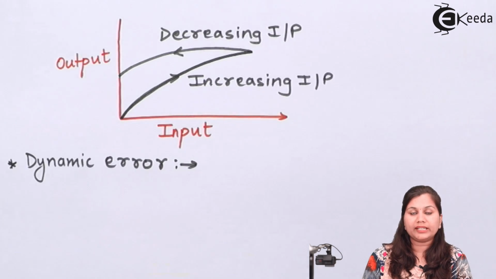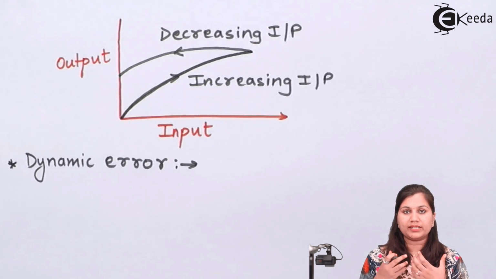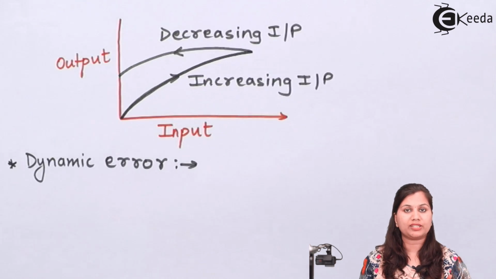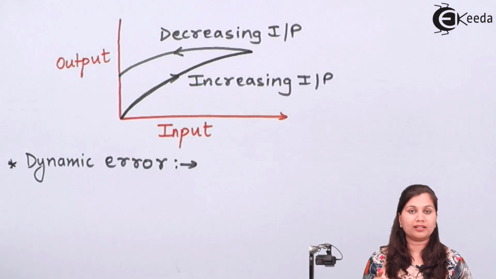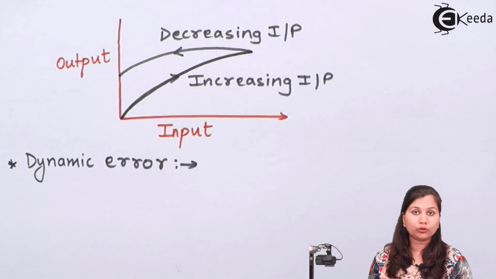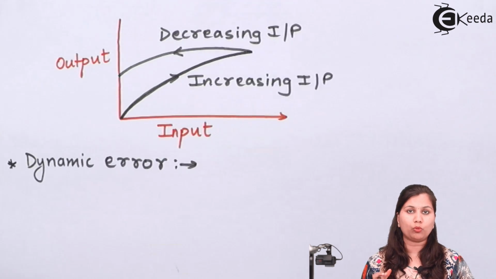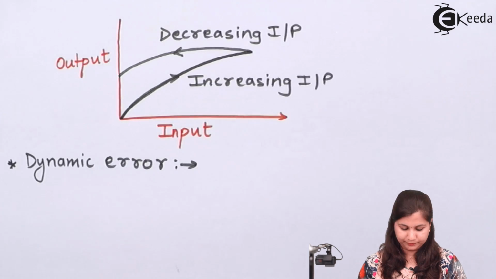Now dynamic error occurs in those cases when the input of the transducer is changing with time. We have two words, static and dynamic. Static means the value which is not changing with time, and dynamic means the value which is changing continuously with time. So dynamic error occurs when the input quantity which we want to measure by the transducer is continuously changing with time.